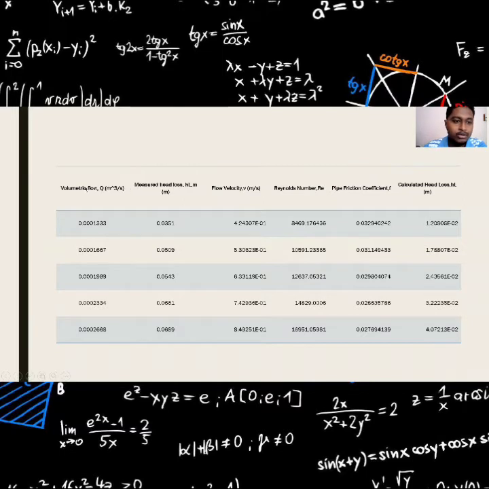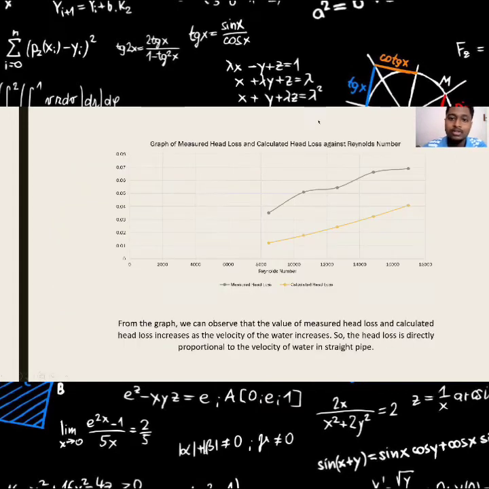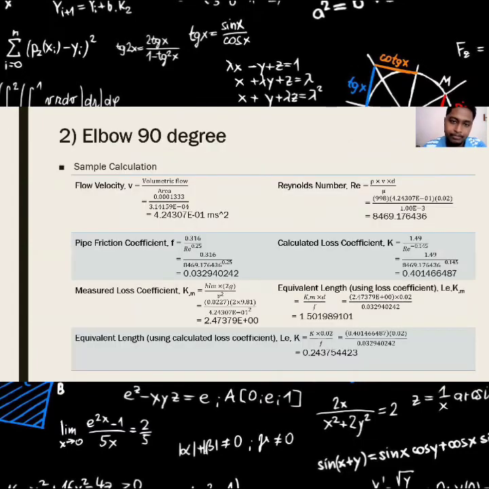The volumetric flow and measured head loss were given, and these four parameters were calculated using the formulas shown before. This is the graph for the measured head loss and calculated head loss against the Reynolds number. From the graph, we can observe that the values of measured head loss and calculated head loss increase as the velocity of the water increases. So the head loss is directly proportional to the velocity of water in a straight pipe.